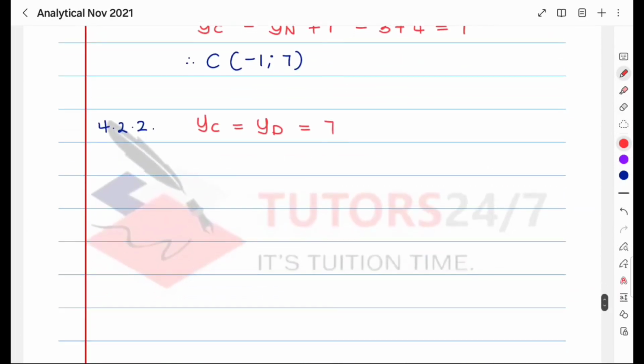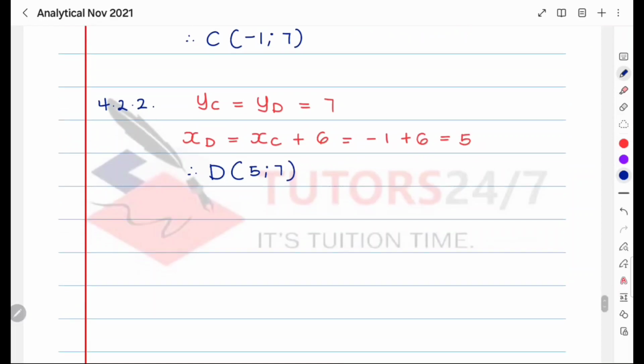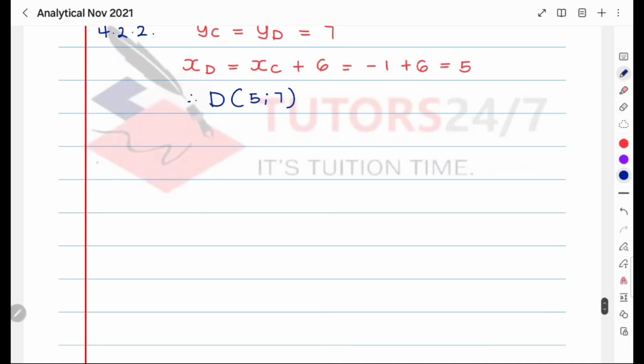So the x value of C plus the length of 6 is going to give you the x value of D. That is -1 plus 6, which gives you 5. So we can therefore state that the coordinates of D are 5 and 7. So that is it. Next, let us have a look at question 4.3.1.